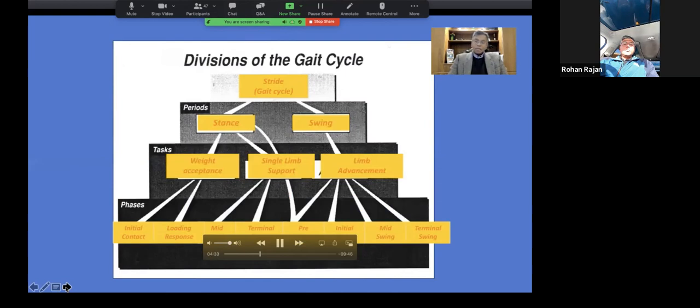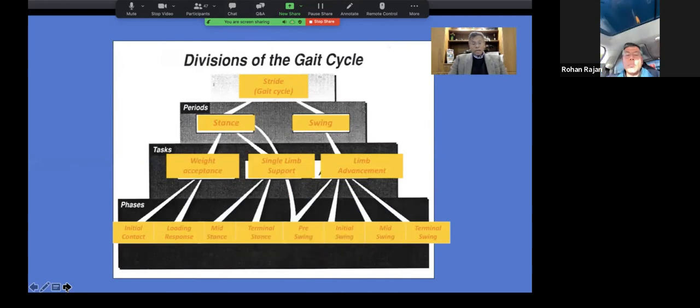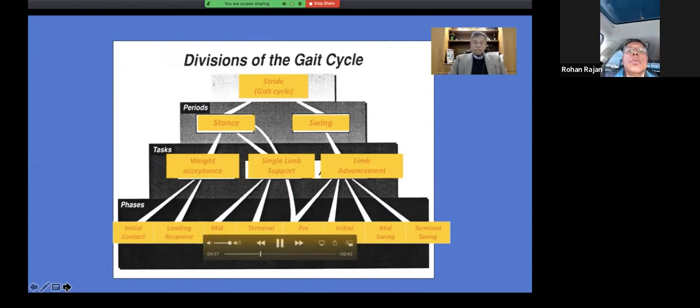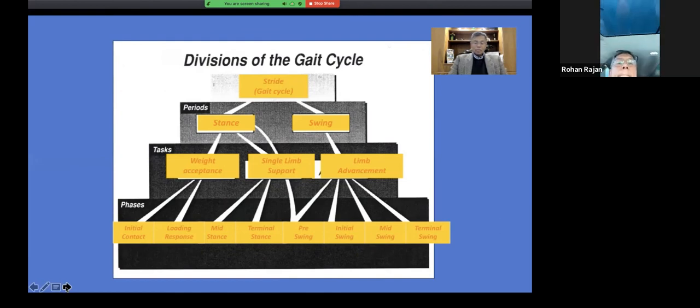So to summarize, the gait cycle or stride consists of 2 periods, the stance and the swing periods. This consists of 3 tasks. In the stance period, you have weight acceptance and single limb support. And in the swing period, you have limb advancement. And this goes on to the different phases such as initial contact, loading response, mid-stance, terminal stance, pre-swing, initial swing, mid-swing, and terminal swing.